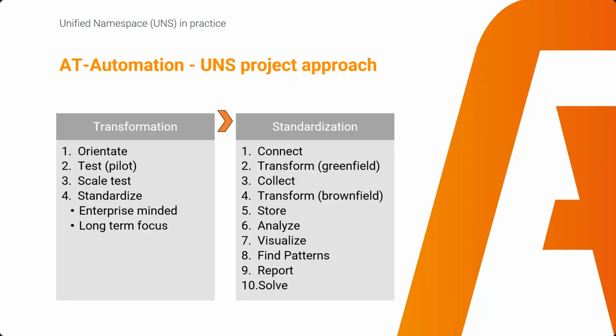But in order for us to be able to standardize, we first need to transform. And in order to do that, we will always start with an orientation phase. We will do a test, a pilot, which we need to make sure is small. Then we can scale that test and we find patterns or we find disadvantages of the pilot that we did. And from there onwards, we can standardize. So we always want to start with transformation before we go into standardization. Really important.